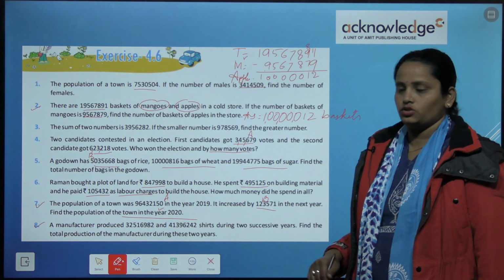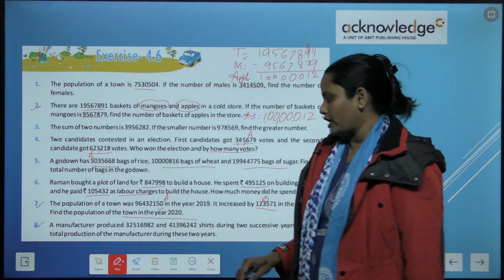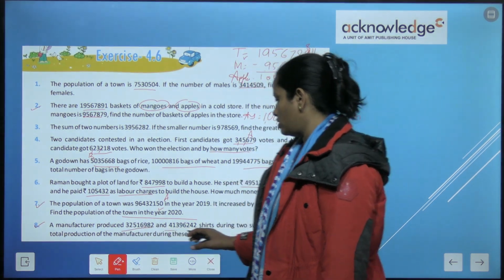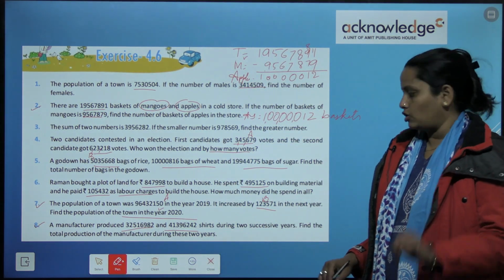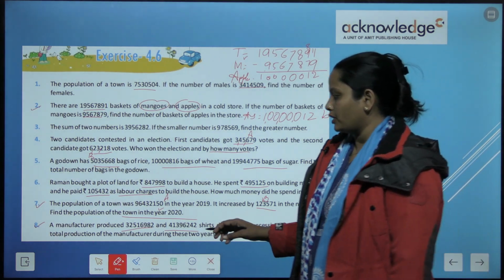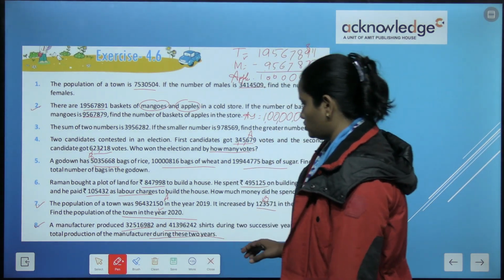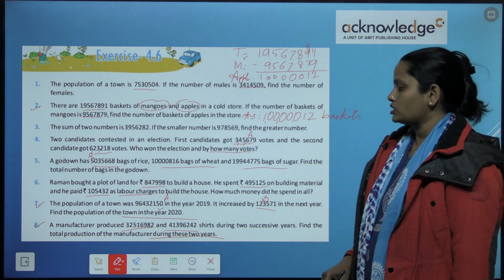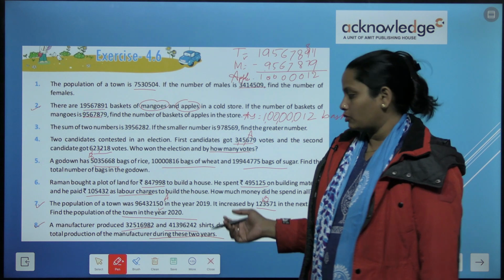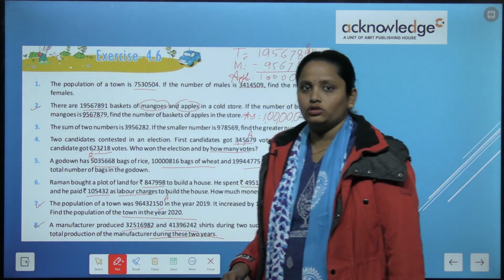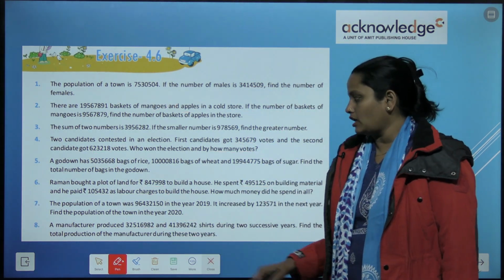shirts during 2 successive years. A manufacturer made this many and this many shirts in 2 years. Find the total production of the manufacturer during these 2 years. How many shirts did he make in both years combined? So to find this, what do you have to do, again you have to add these two. So you will get the answer.